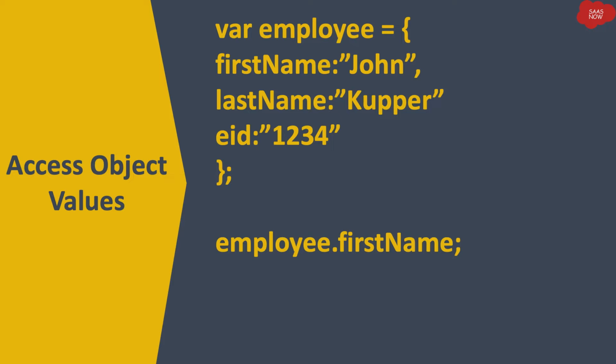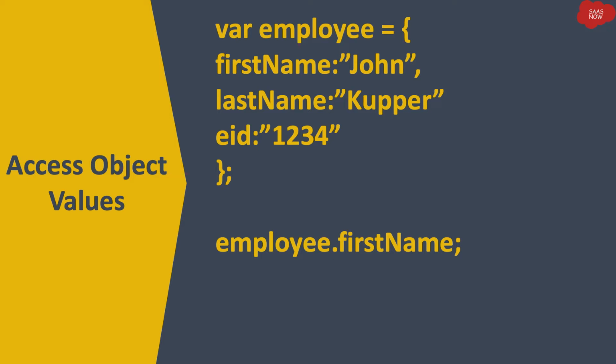You can also access value of properties of objects. So for example, you have an object employee, where you have first name John, last name Cooper, and employee ID as 1, 2, 3, 4. These are all properties and we have their values. So let's say you have to access value of these properties. Maybe you have to print first name. How exactly you can access it?